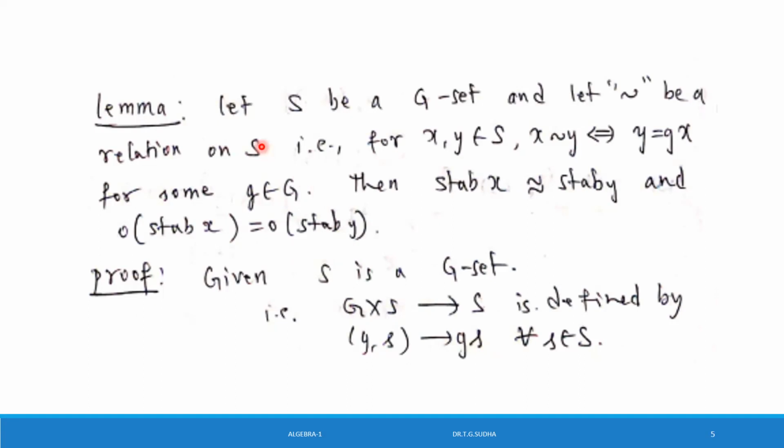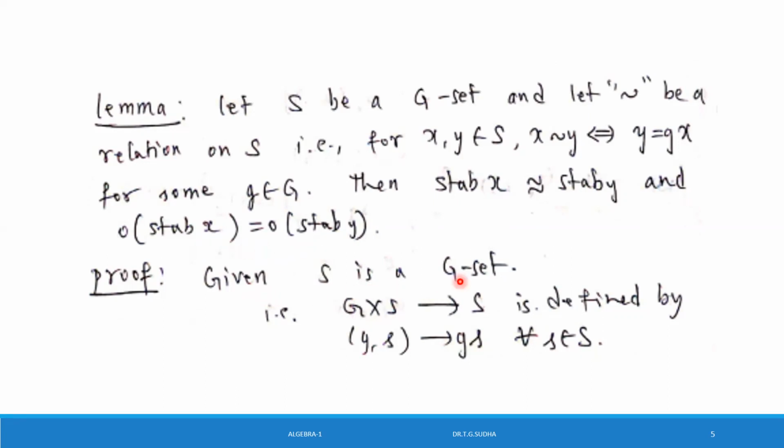Now let us move on to the other lemma. Let S be a G set, that is the group action of the group G on S, and tilde be a relation on S, that is for x and y belonging to S, x is related to y if and only if y can be written as y is equal to gx for some g belonging to G. Then stab x is isomorphic to stab y, and this gives us order of stab x is equal to order of stab y.